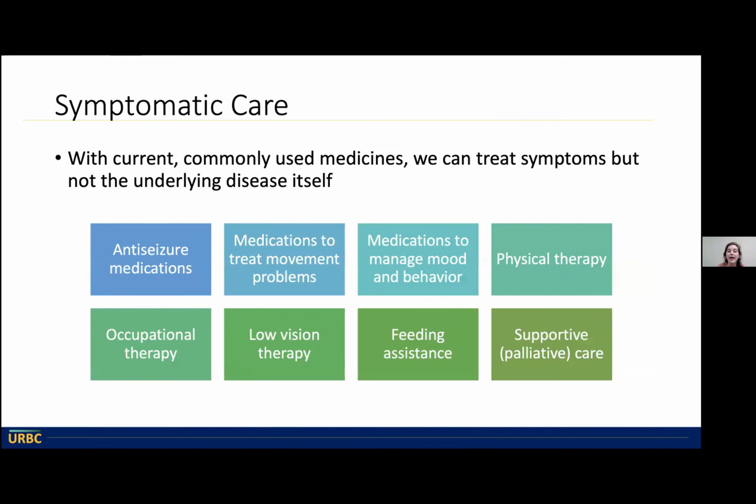The first method that we have is to treat the symptoms of Batten disease. It's important to remember that these can be valuable tools to work on one aspect of Batten disease, but they don't treat the underlying disease itself. These are things like anti-seizure medications, medications to treat movement problems or to manage mood and behavior, different supportive therapies like physical therapy, occupational therapy, low vision therapy, and helping someone with feeding. Finally, we have palliative care, whose focus is to maximize someone's quality of life.